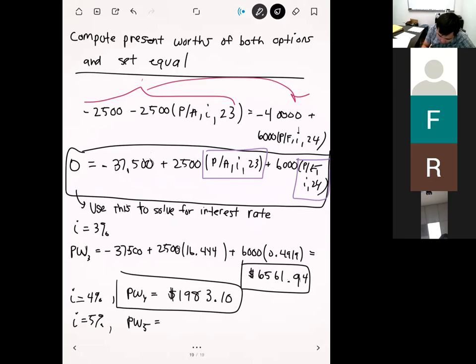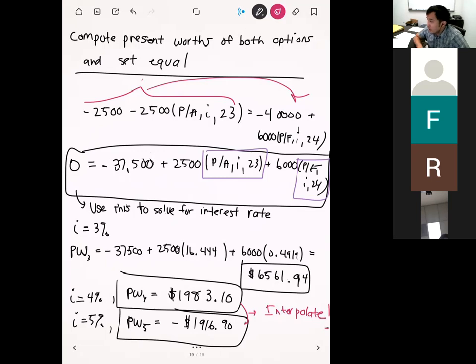And so PW at 5% is going to be minus 1916.90. What we can see from this is that the sign is obviously changing, so we're going from positive to negative. And so from here we can interpolate. I'll do the interpolation on the next page.